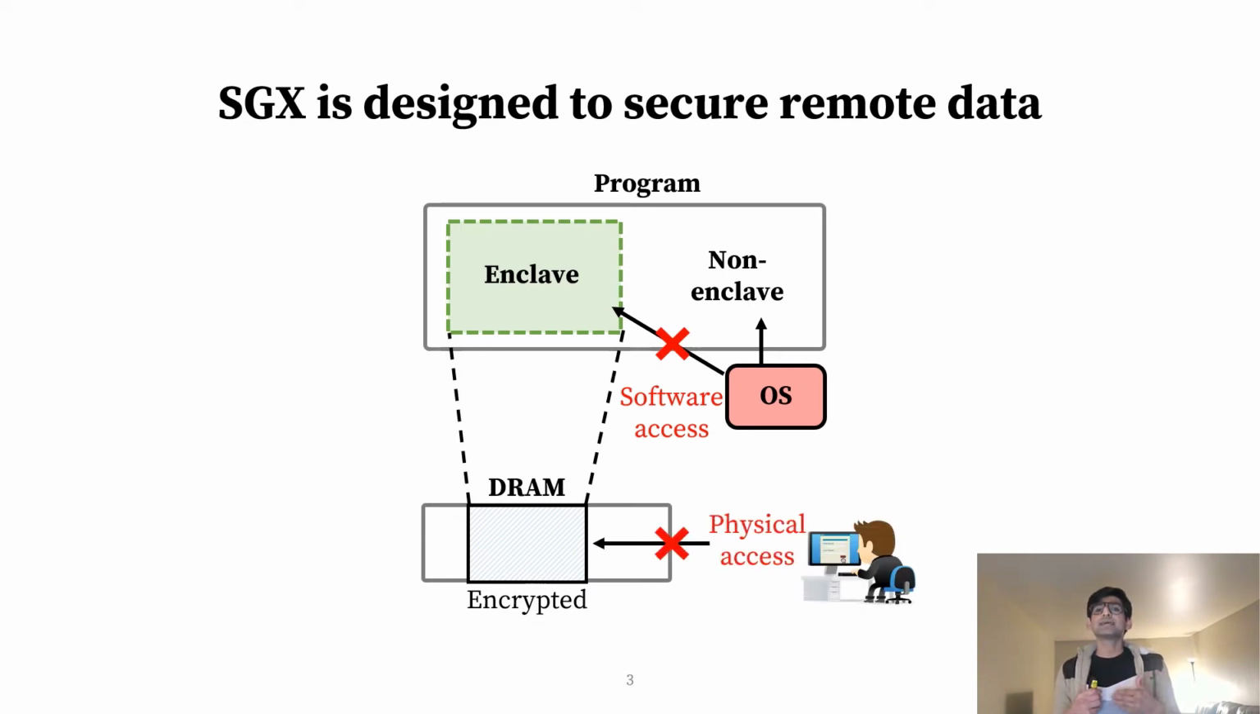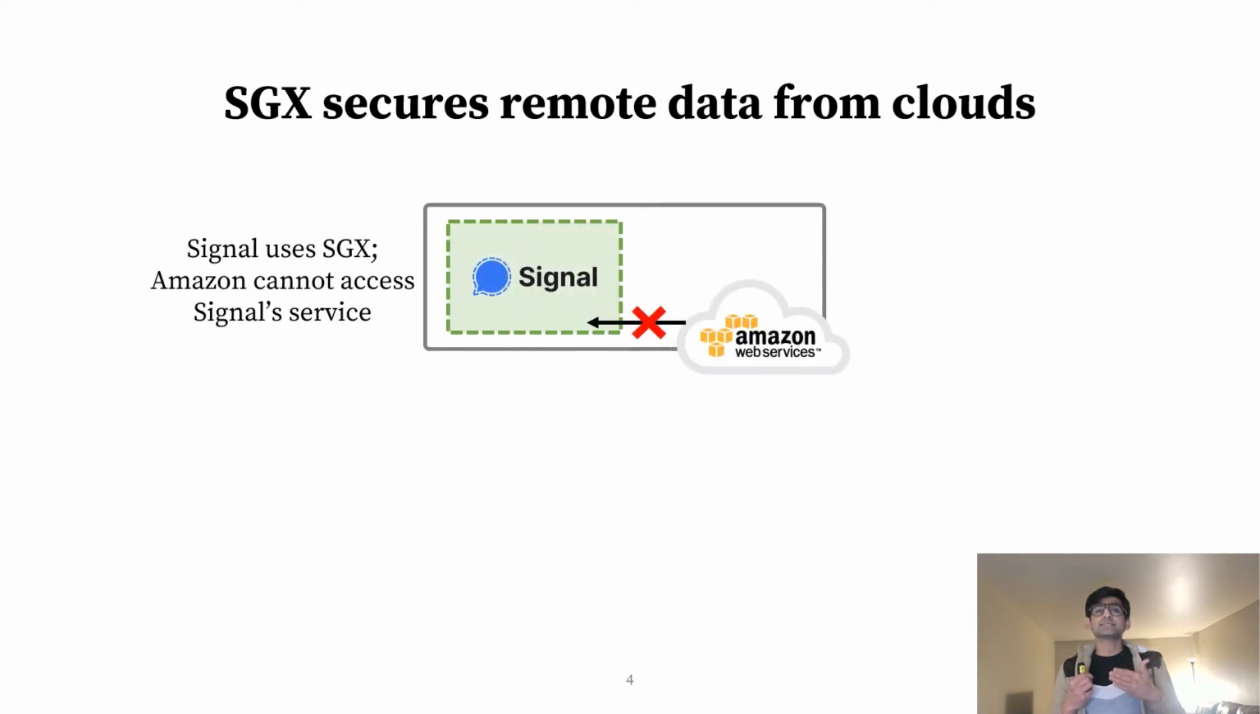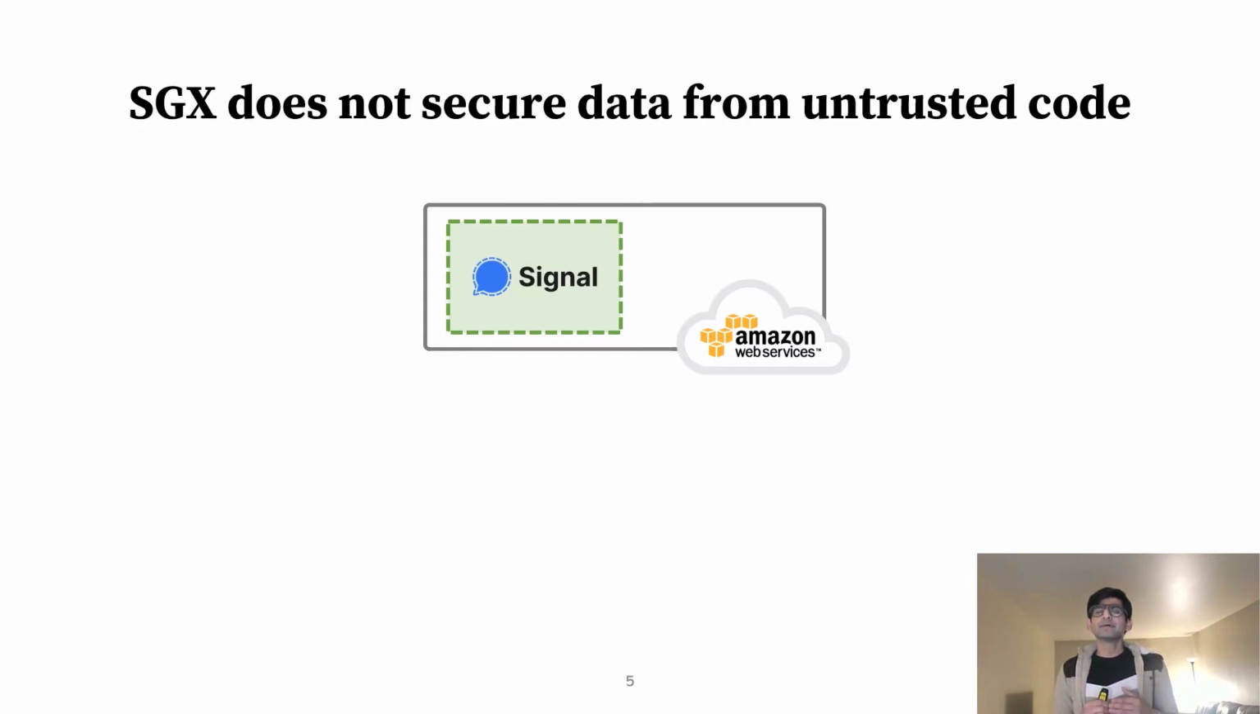What that means is that if a malicious system administrator who has physical access to the system tries to extract contents from the machine, they won't be able to do so. So, using the protections of SGX, we can actually secure remote data from cloud machines. For example, Signal might use Intel SGX to secure its service. Therefore, the cloud provider cannot access Signal's service. As a result, when we send our messages through Signal, we know that our messages are at least safe from the cloud provider. However, SGX does not secure data from untrusted code.